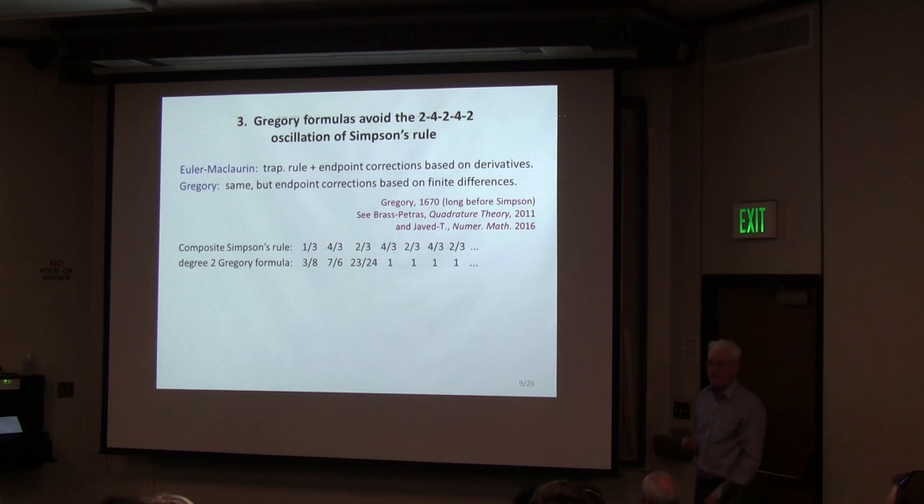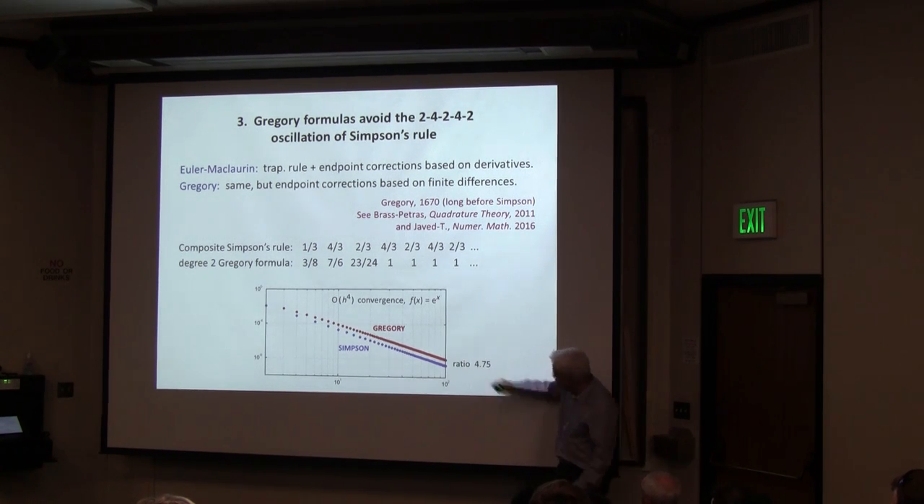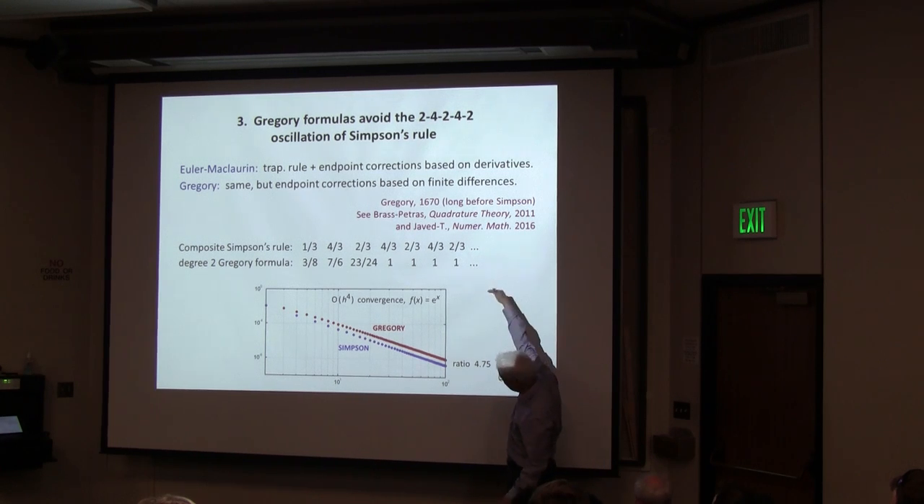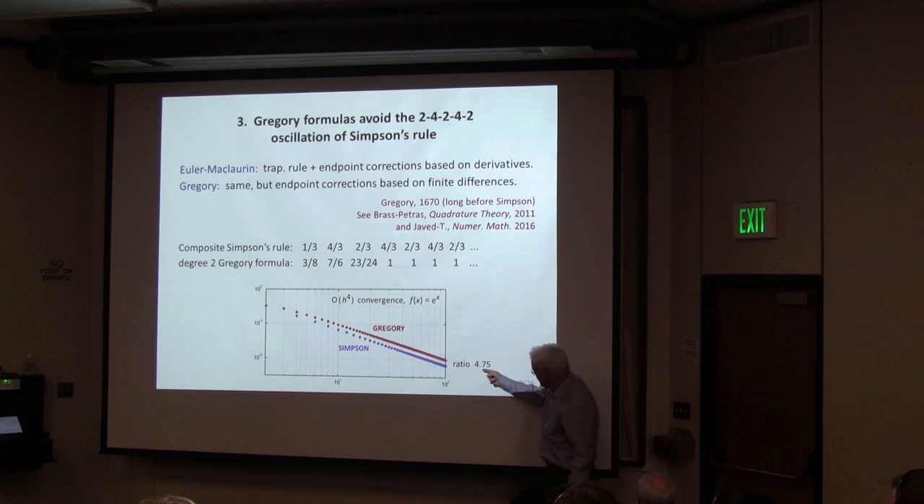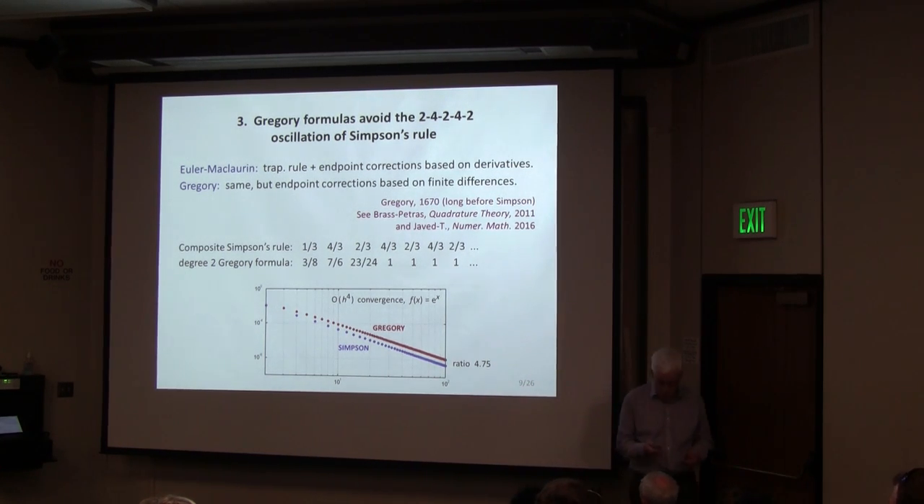So why isn't the Gregory formula famous? Why is it that we've all heard of Simpson's rule? I don't fully know the answer, but it seems to be a ratio of 4.75. So here we have Simpson's rule and the analogous order Gregory formula, both converging on a log-log scale with an h to the fourth error. But there's a gap between the two curves, 19 over 4. That factor is maybe why Gregory isn't more famous.